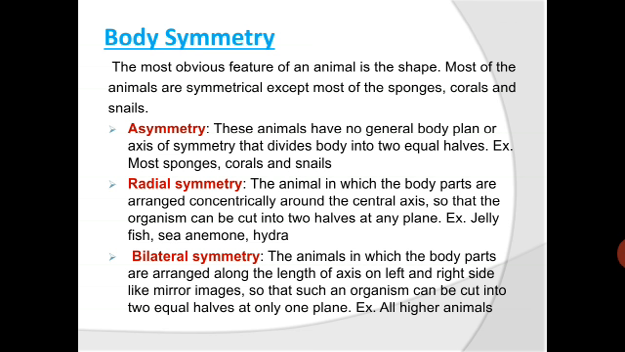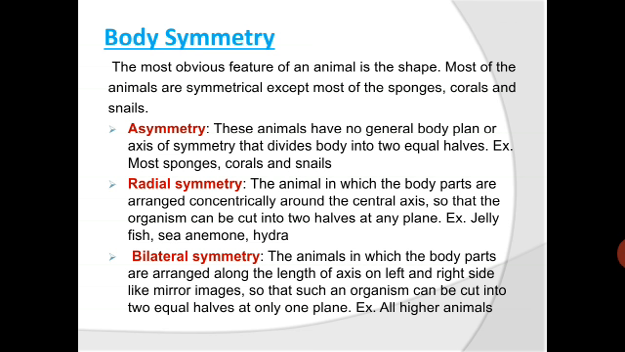So body symmetry is of three types: asymmetry, radial symmetry and bilateral symmetry. Asymmetry means what? The body of the organism, if it is cut from any plane passing through the center, you will not get two equal parts. Whereas in radial symmetry, if the body is cut along any plane passing through the center, two equal halves of the organism are created. Whereas in bilateral symmetry, only in one plane passing through the center can the organism be cut into two equal parts. So it is called bilateral symmetry, which is observed in all higher animals.